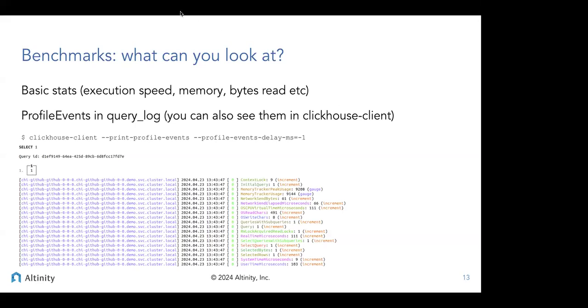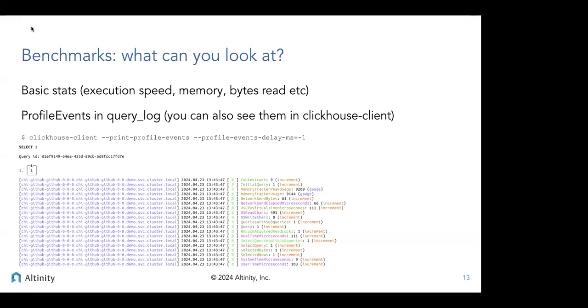Yeah, so when we start looking at particular queries, we can look at different aspects of that. There are very basic statistics, like the most obvious one, execution speed, the memory it uses, how many bytes it read, and so on. All those basic stats are printed in ClickHouse client every time you run a query.